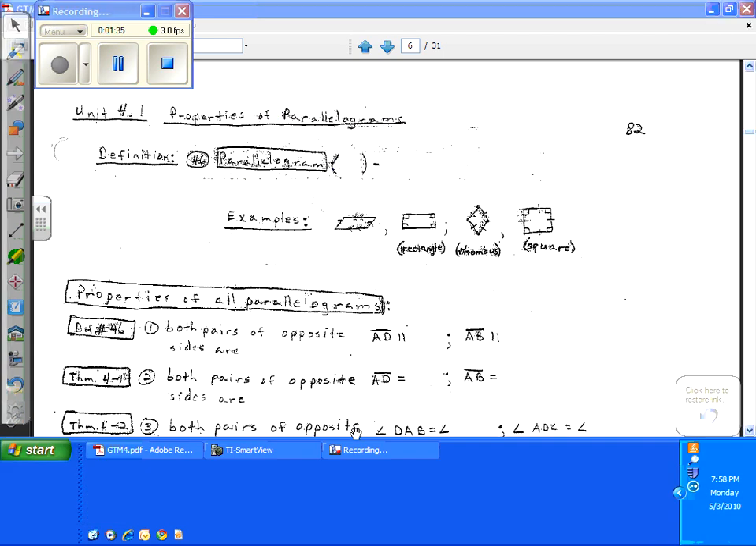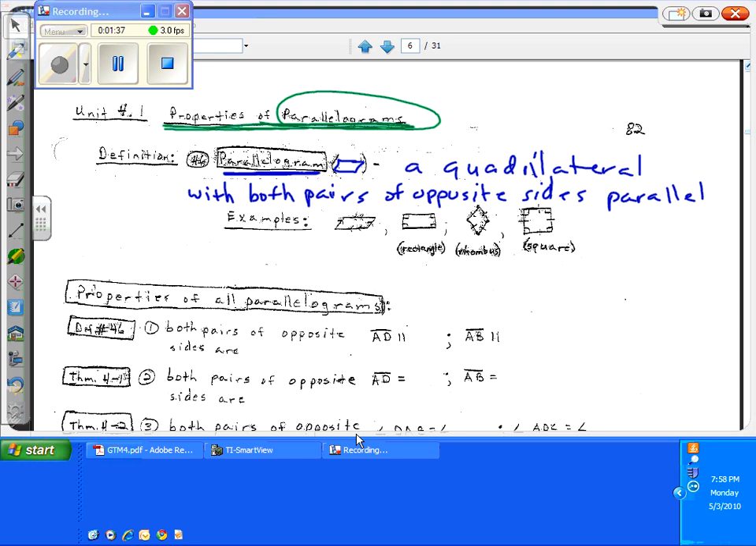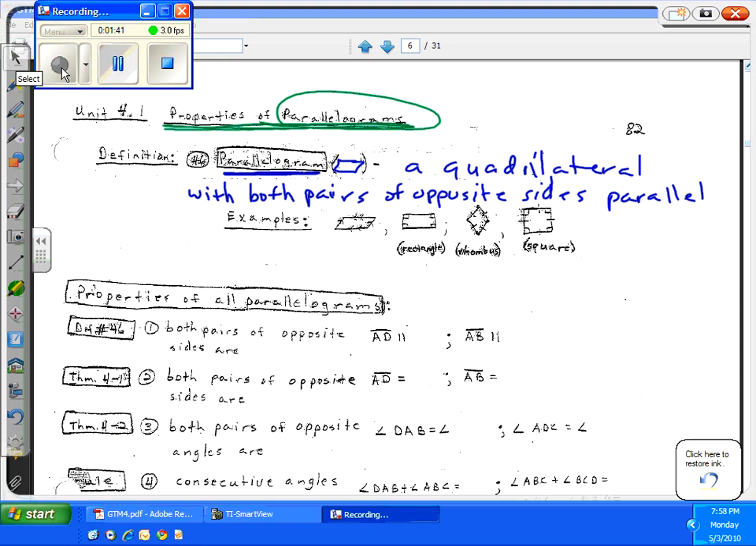The way we show that the sides are parallel, remember, are the arrows in the middle of the line, so the little arrows in there show that both pairs of opposite sides are parallel.